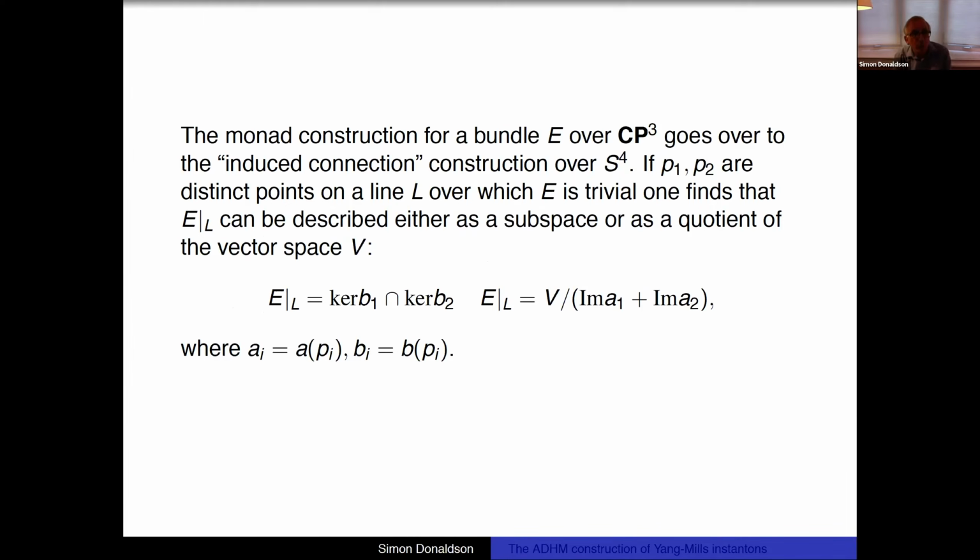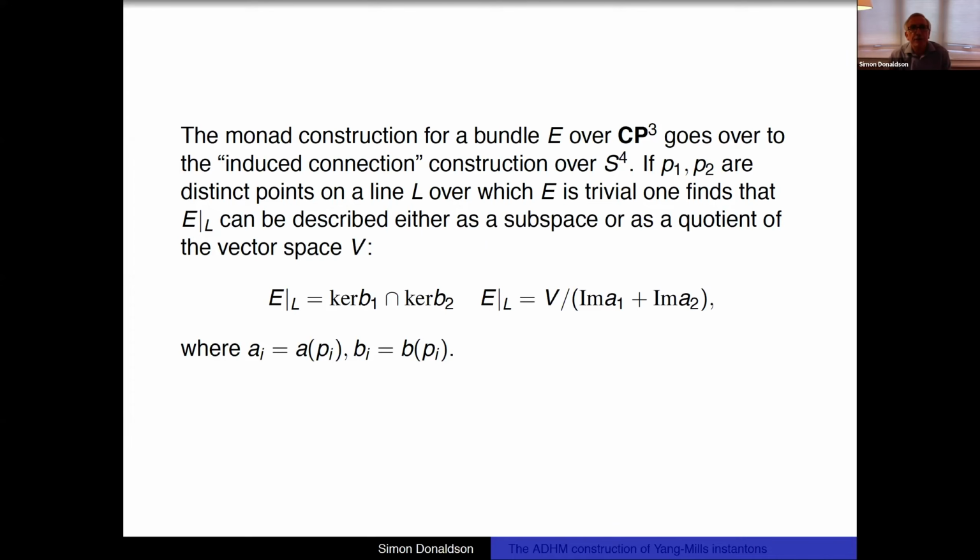So what happens if we put together this monad construction for a bundle with the Ward correspondence? Then it gives exactly the induced connection construction for our connection on a bundle over the four-sphere. In fact, we can say this in a purely holomorphic language. We don't need to introduce metrics to discuss this, although in the end, for bundles with real structures, one can do that, as in the way we said before.